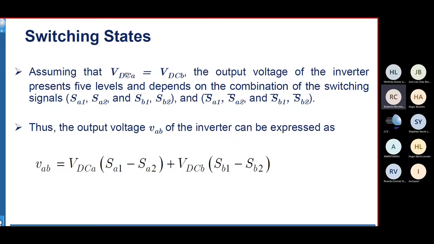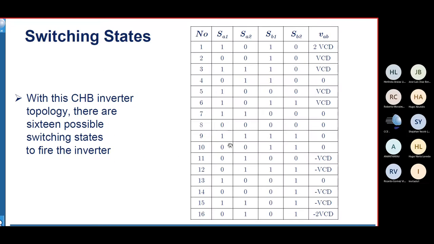Well, assuming that the sources of each cell are equal, the output voltage of the inverter presents 5 levels and depends on the combination of the switching signals for the upper IGBTs and the negative signals for the lower IGBTs. Thus, the output voltage of the inverter can be expressed in this form. With this inverter topology, there are 16 possible switching states to fire the inverter, as we can see in this table.